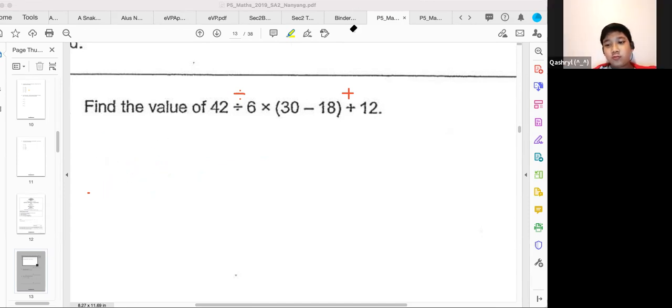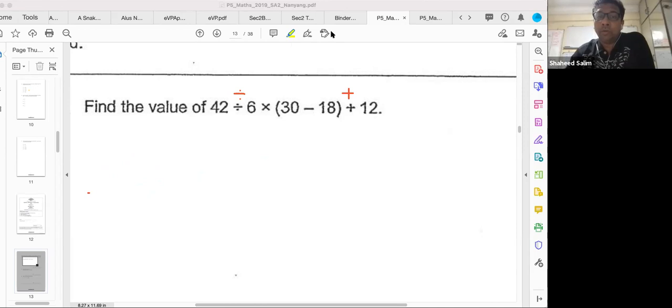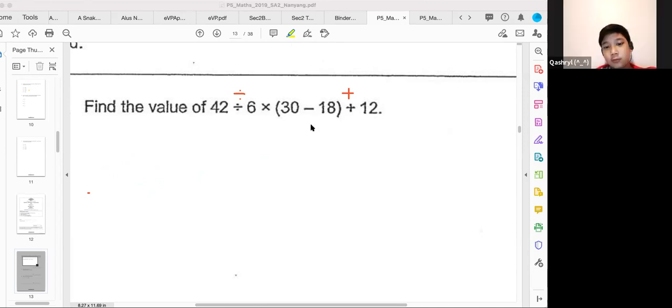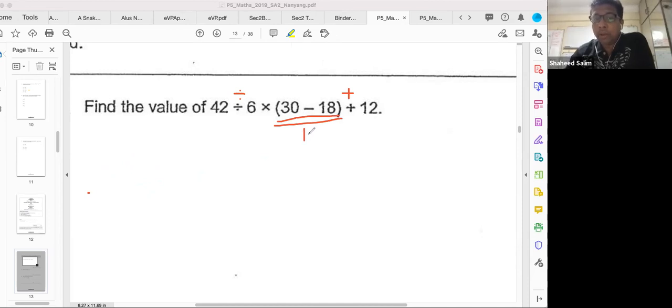Now the first thing we do? We do the bracket first. Remember, brackets must be done first. So you get 12. Then what do you do with the rest? You copy down. Copy everything down when you do your working. This is the same method that you will use in secondary school, when you do algebra and whatnot. You have to do it like that.